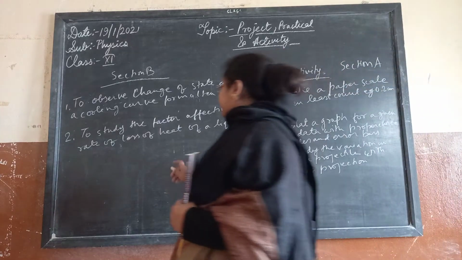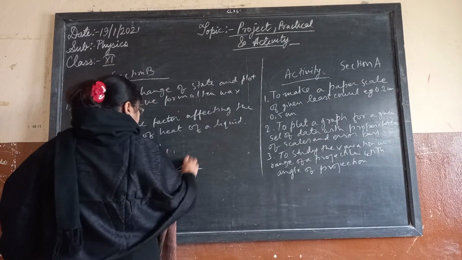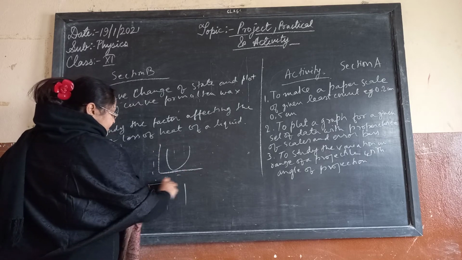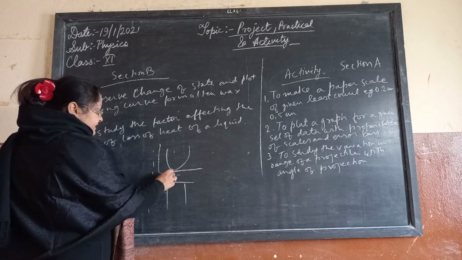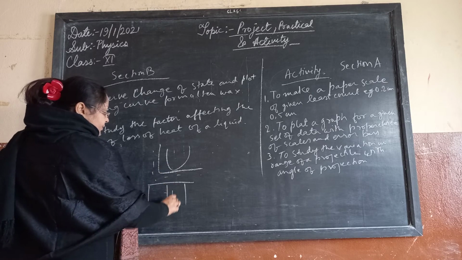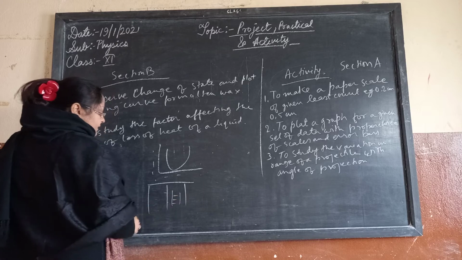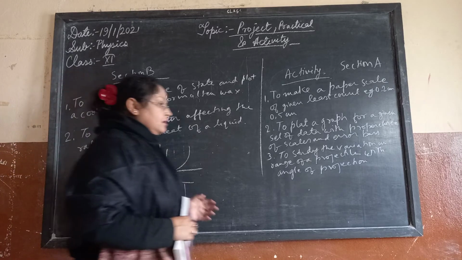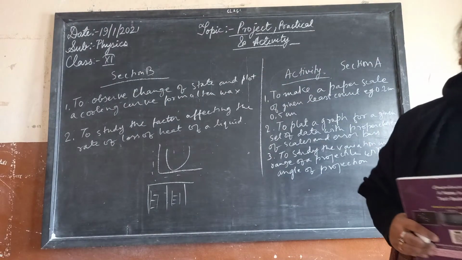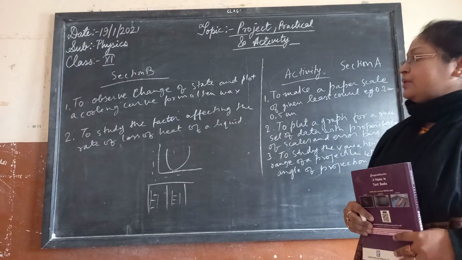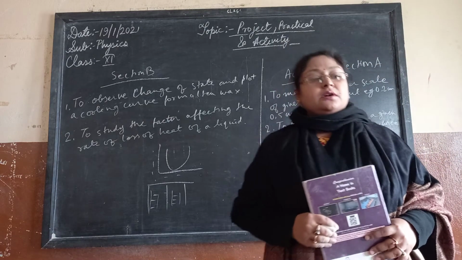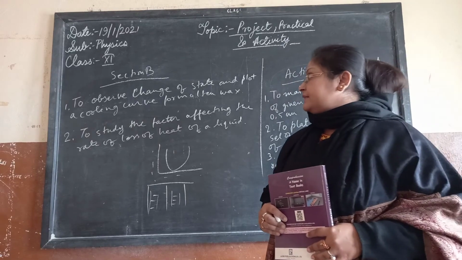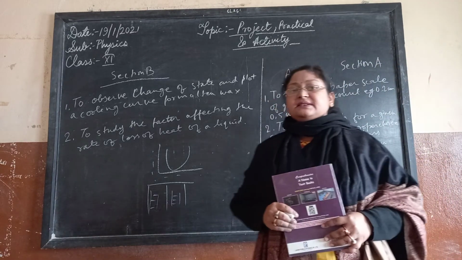Suppose there is a graph, and the measurements are given on this side but the table is not filled up. By taking the values from the graph itself, you can fill in the table. Make it properly, and if you have any problem regarding the section A and section B activities, you can ask me on the WhatsApp number.